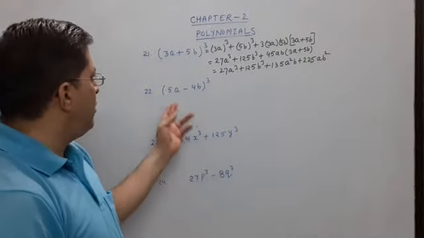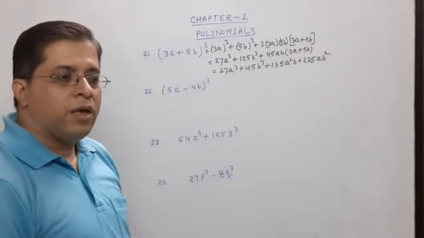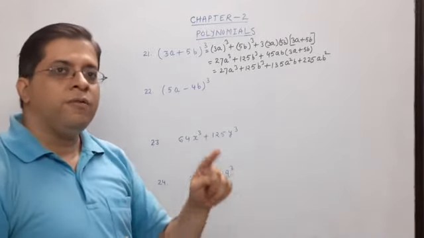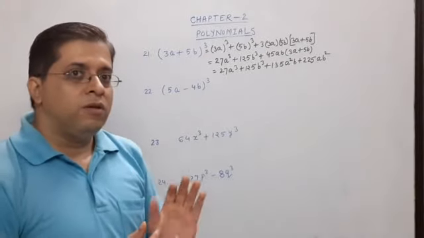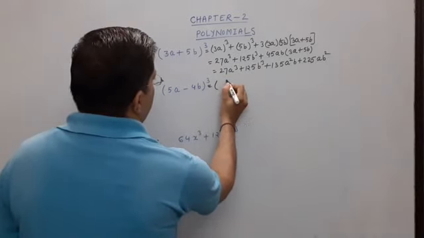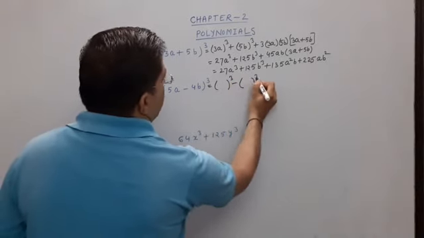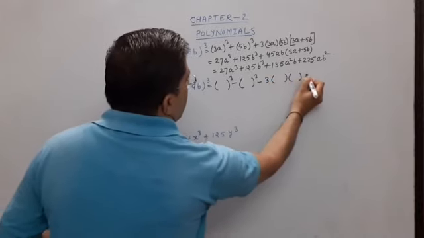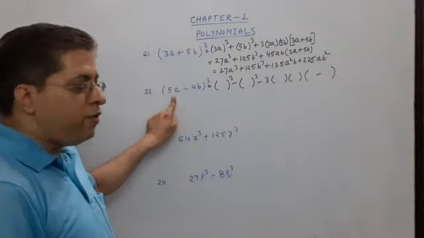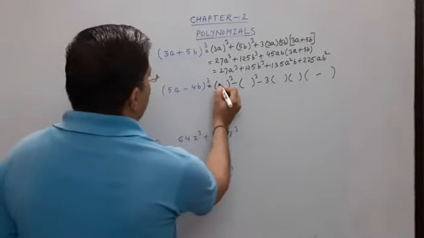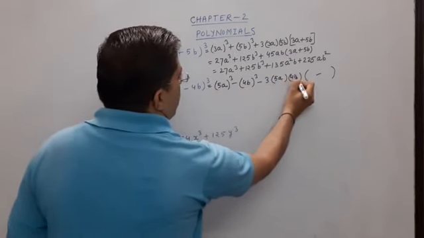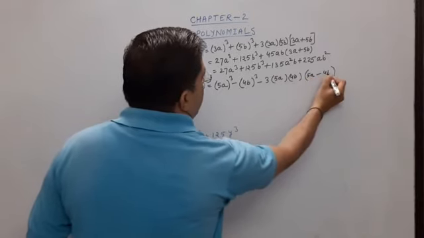Next one, this is (a minus b) whole cube. What is (a minus b) whole cube? A cube minus b cube minus 3ab in bracket (a minus b). It means you have to put a minus sign here. A cube, then minus b cube, then minus 3ab and (a minus b). A is your 5a and b is your 4b. So 5a, 4b, 5a, 4b, 5a minus 4b.